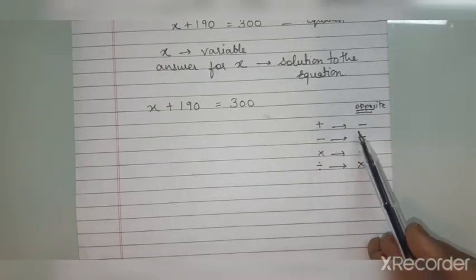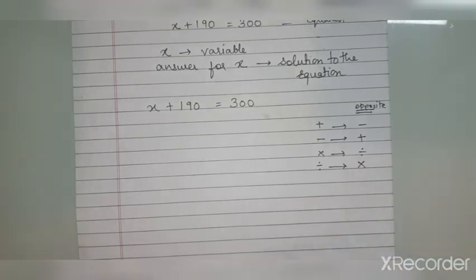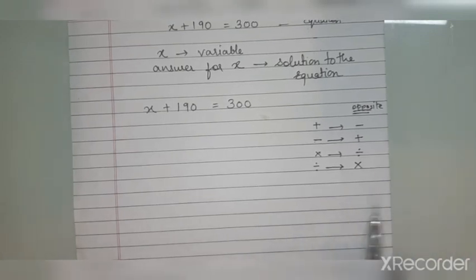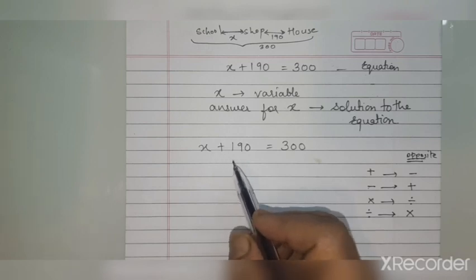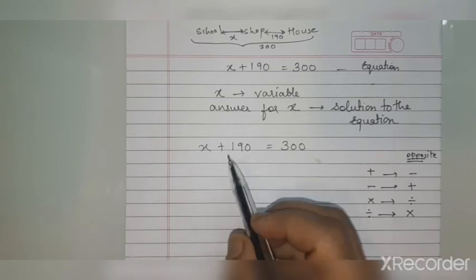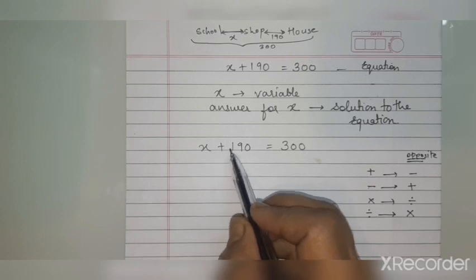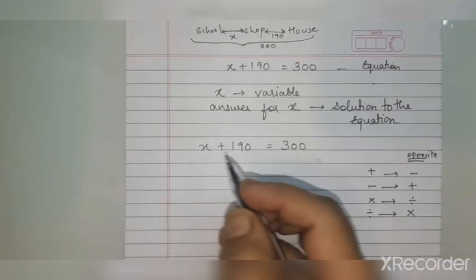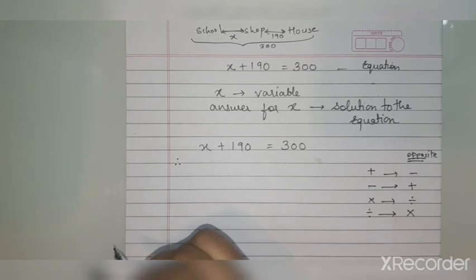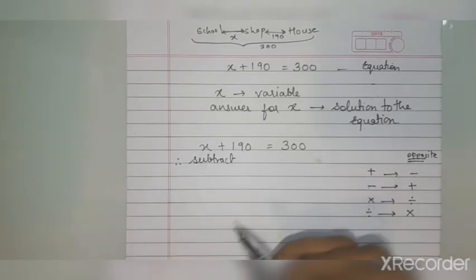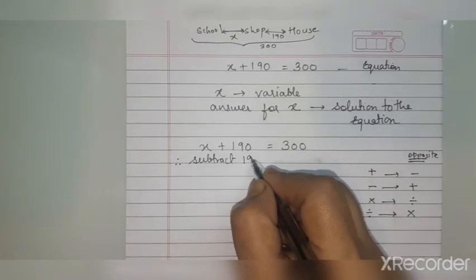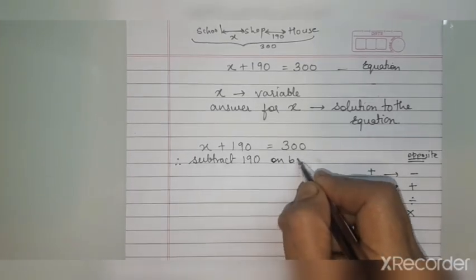So if we are talking about the opposite operations, if it is an addition, we have to do subtraction. If it is a subtraction, we have to do addition. If it is division, we have to do multiplication, and if it is multiplication, we have to do division. It is very simple. So in this case, since the operation is addition, we have to do subtraction with the same number. Here we have addition with 190, so we have to subtract 190 on both the sides.